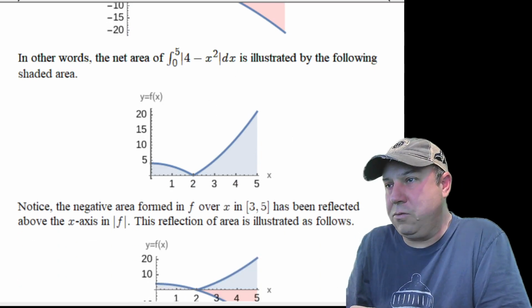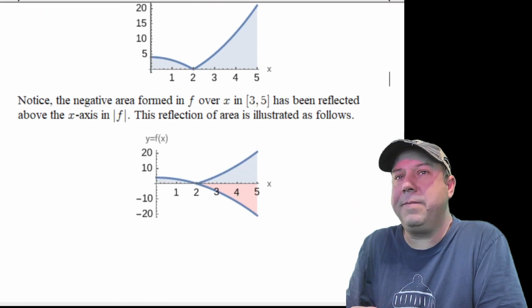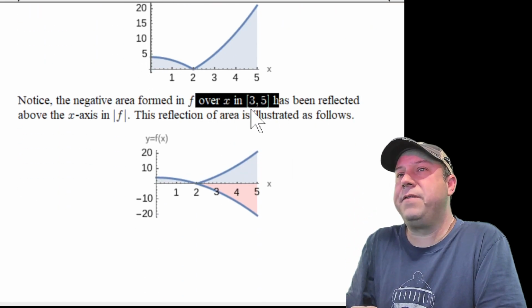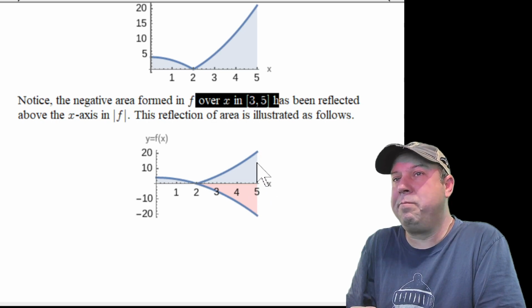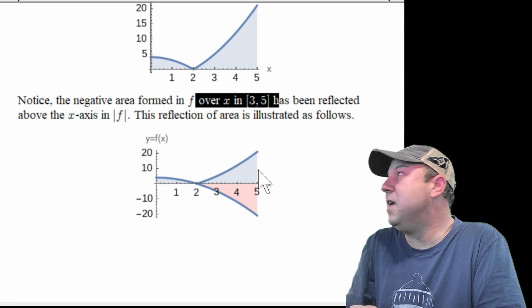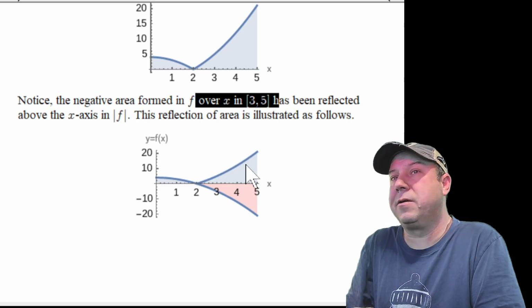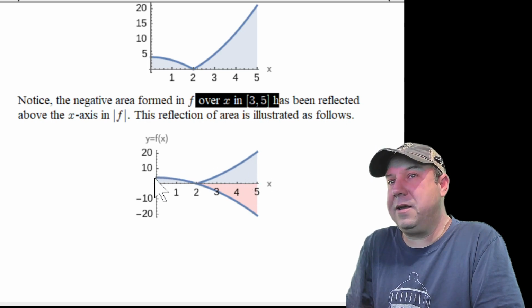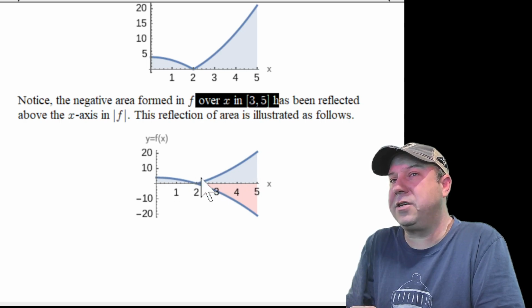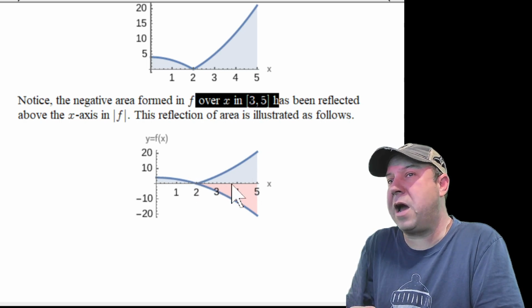Right? And what we do notice is that negative net area formed by f in that interval has been reflected above the x-axis in the case for the absolute value of f. It's this space that's been reflected up here. So the net area for the absolute value of f is actually going to calculate the physical area trapped by just the curve f itself.